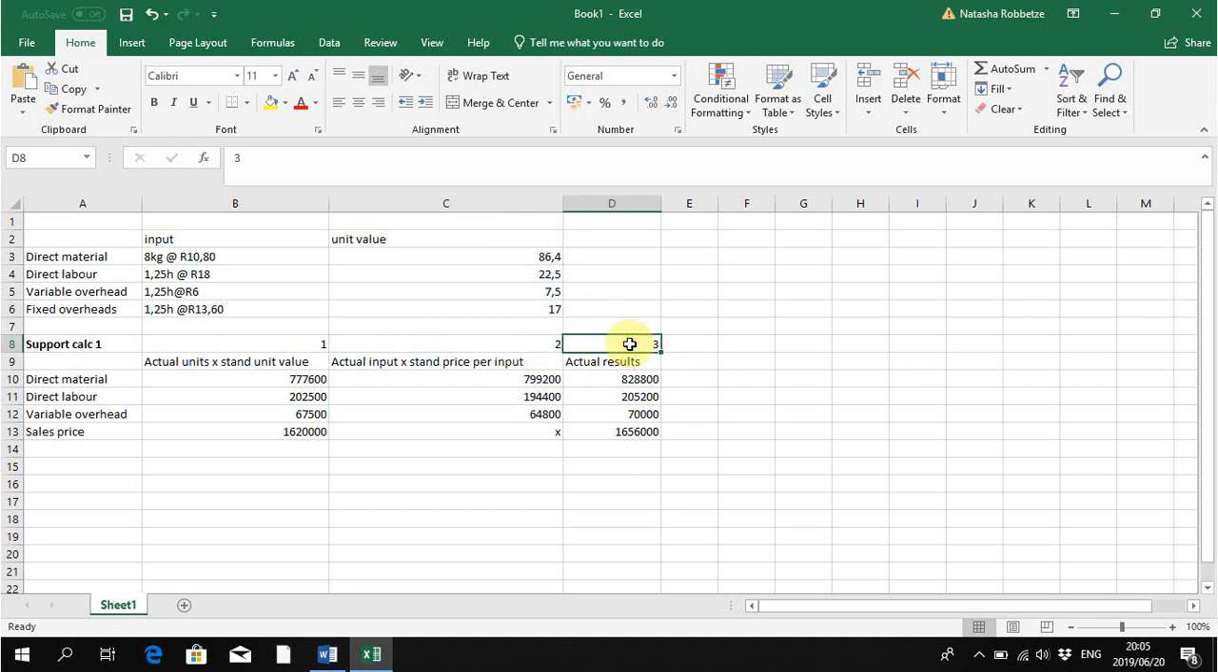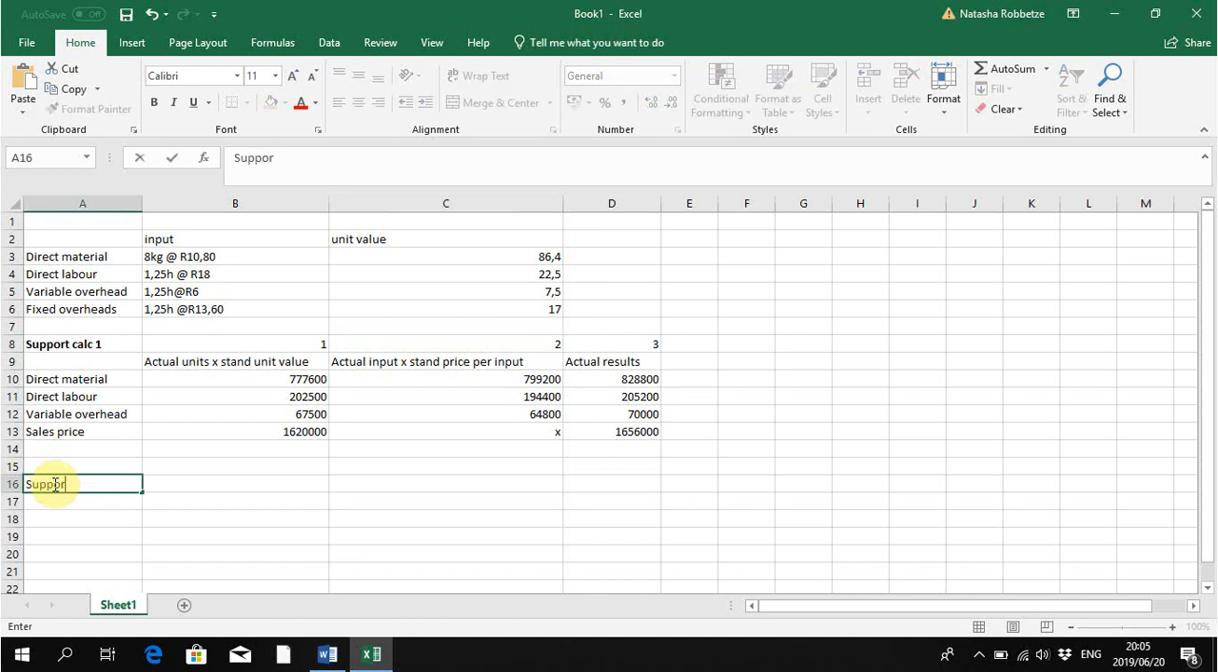If you want to calculate your variance that is related to efficiency or that is related to quantity, it will be column number 1 minus column number 2. So it's as simple as that. So you don't have to remember any formulas if you just apply this calculation. Right, let's move on to support calc number 2.